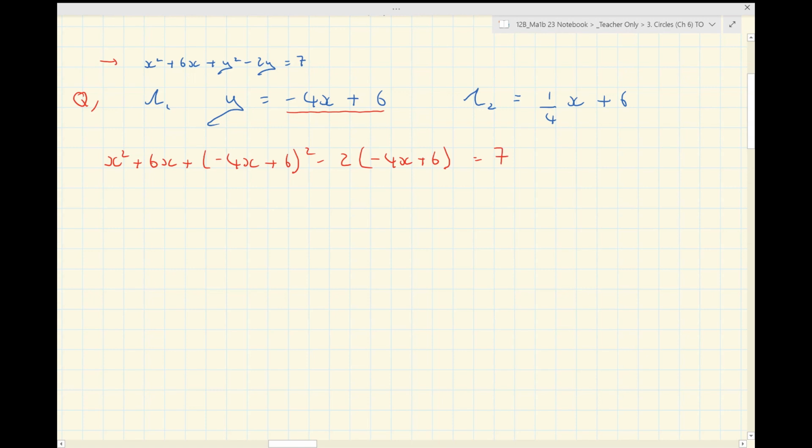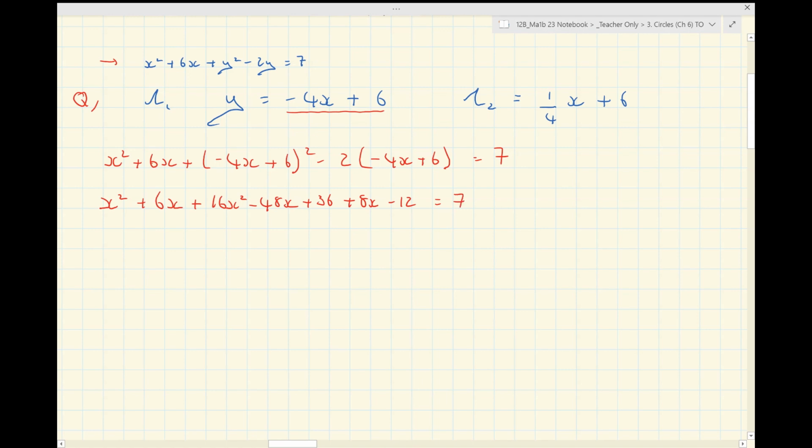Okay, so I'm simply going to solve this equation slowly and steadily. Right, I've got (-4x + 6) squared. It's going to give me 16x squared minus 48x plus 36. Right, minus 2 times the bracket. That's going to give me plus 8x minus 12 equals 7.